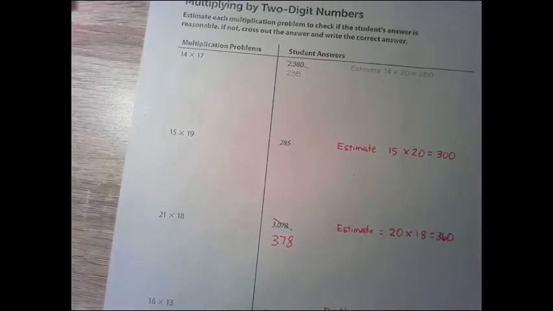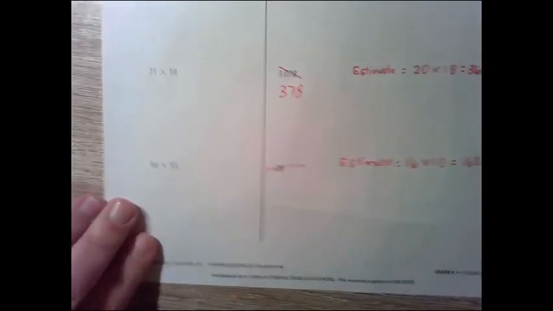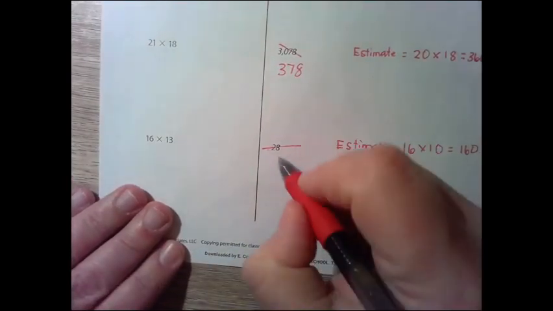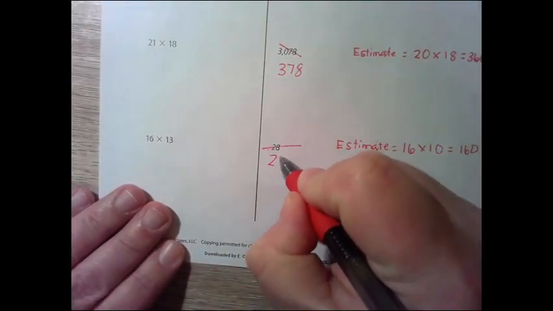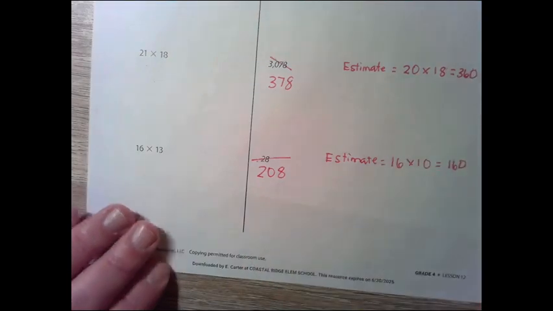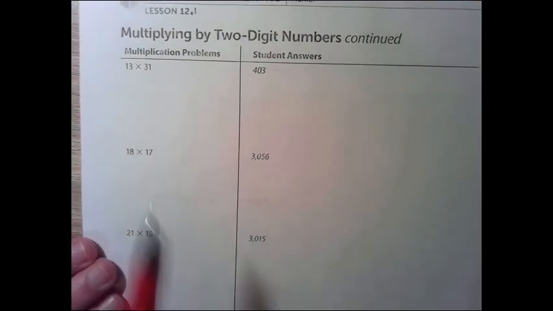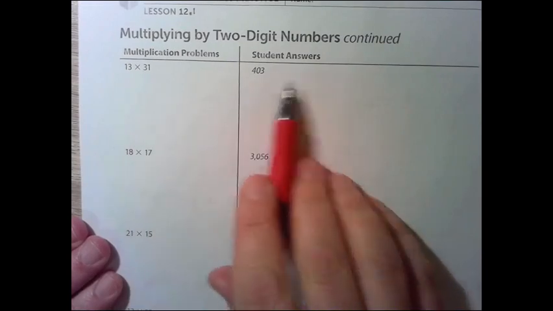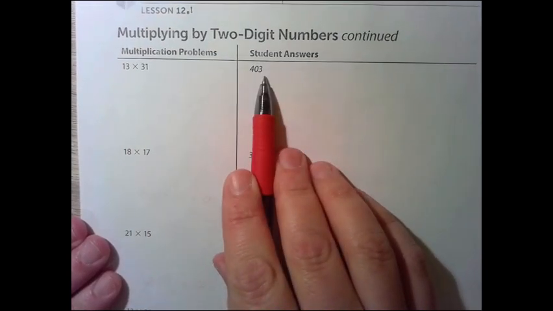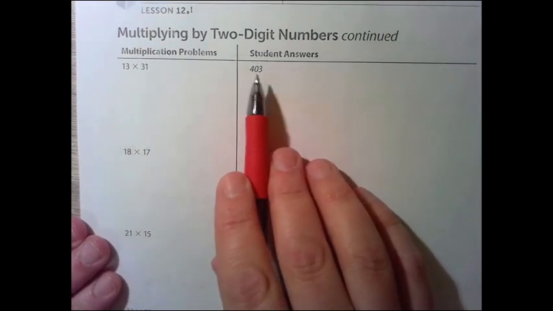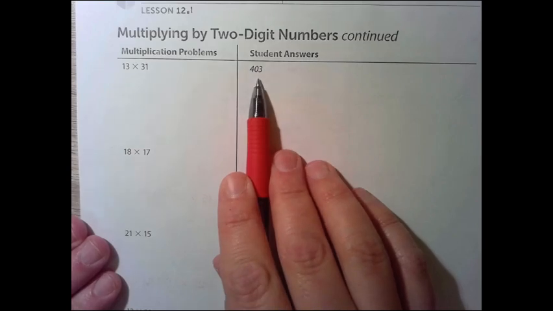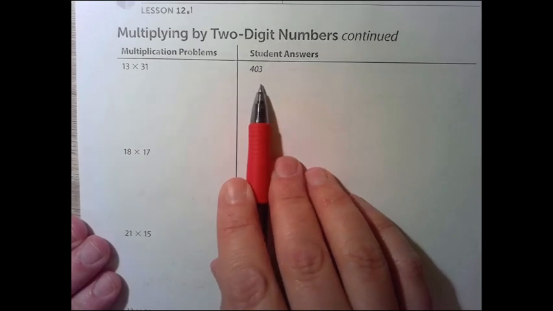And again, looks like they added an extra 0. Or sorry, they didn't have the 0 here. So because the actual answer is 208. Okay, so this is a double-sided sheet. So go ahead and I want you to get started on the next side. So it's 13 times 31. Again, start with an estimate and see if that estimate is reasonable to the answer. And if it isn't reasonable, then you need to solve it. Okay, so go ahead and see how you do on the back side.